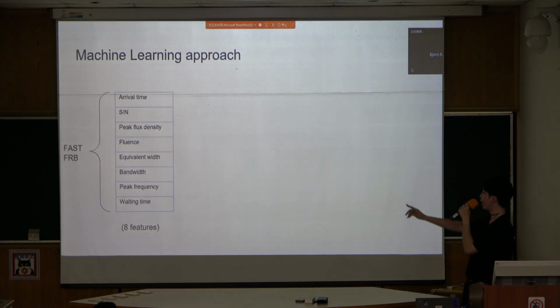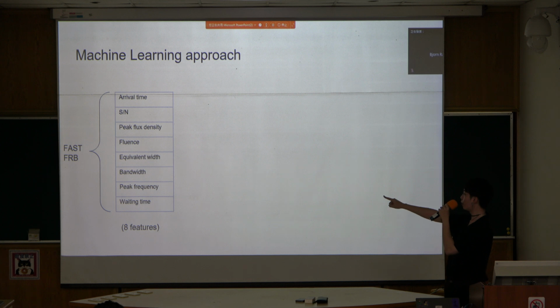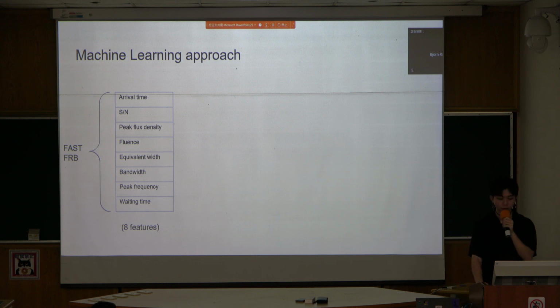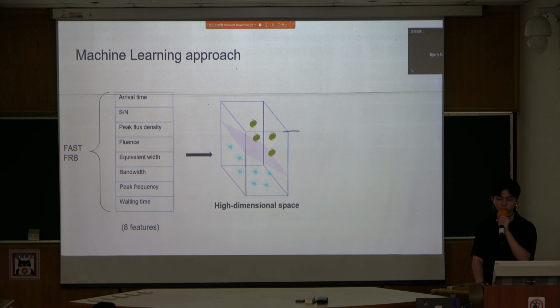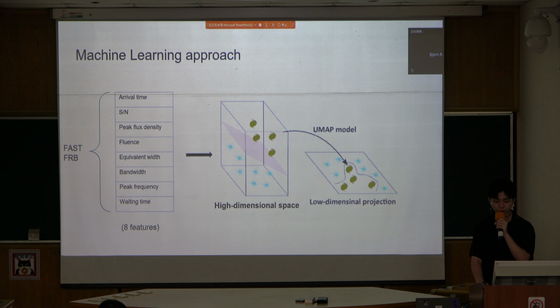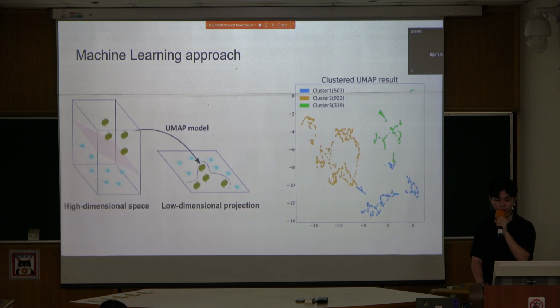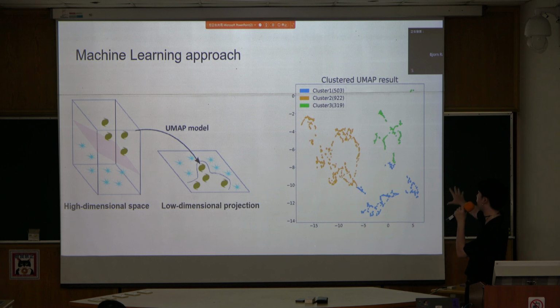Okay, still FRB catalog from FAST telescope. For each FRB this time, we have 8 physical parameters. So 1,000 FRBs with 8 features is 1,000 points in 8-dimensional space, then projected onto a 2D plane. So the machine learning this time projected to a result like this.